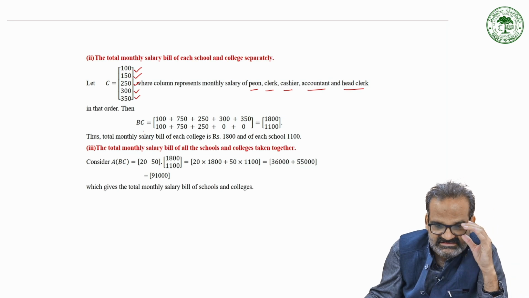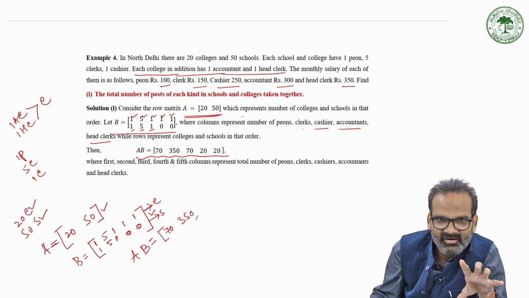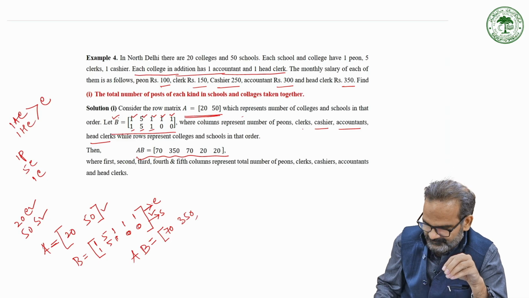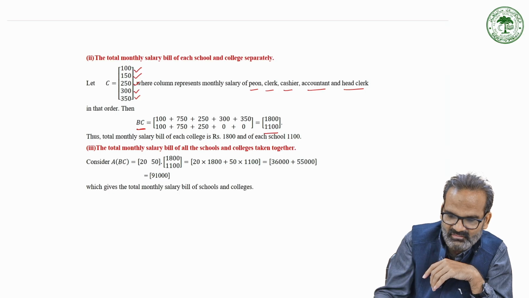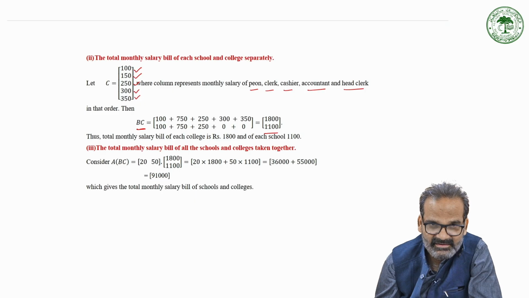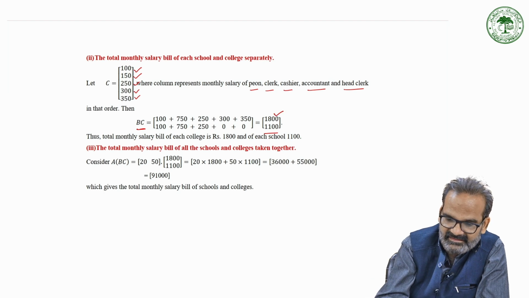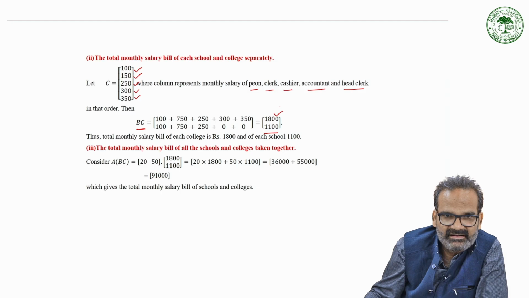Then what is B? B is the matrix of the number of employees of the schools and colleges. If we multiply B with C, we get the product 1800 and 1100. Thus the monthly salary bill of each college is rupees 1800 and of each school is rupees 1100. So 1800 is the total expenditure of the college and 1100 the total expenditure of the school.